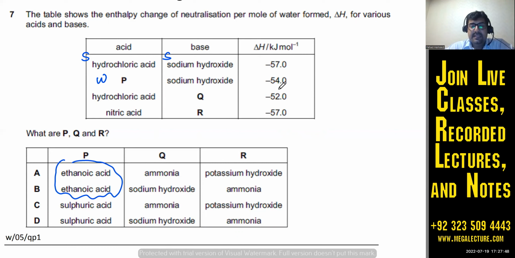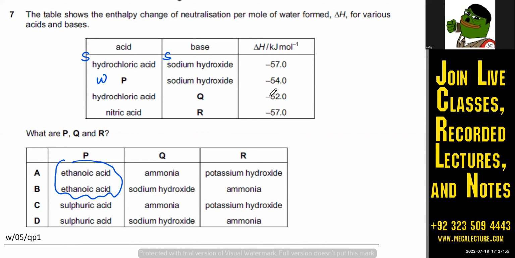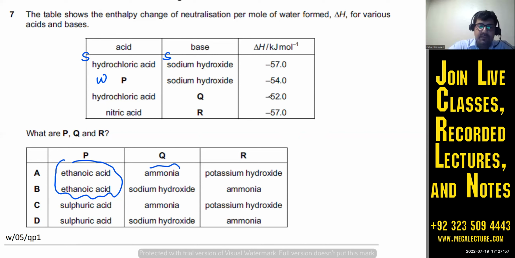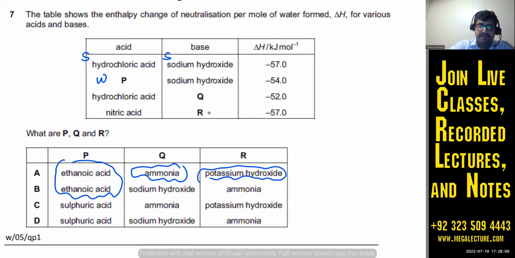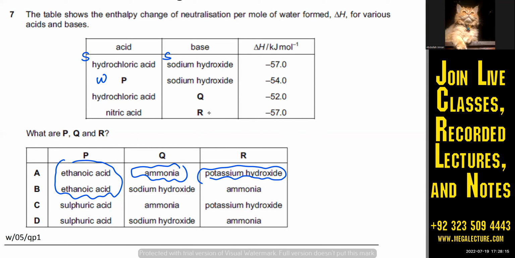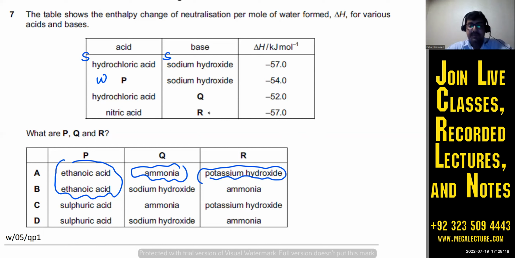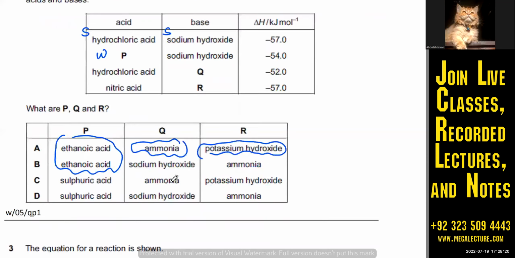Similarly, this one, is this going to be a weak base or a strong base? Weak base. You get minus 52, that's going to be a weak base, right? So ammonia is the weak base. Last one, minus 57, strong or weak? Strong. Okay, so that's potassium hydroxide. You can remember what comes in weak: you've got organic, carbon-based acids, and you're going to get nitrogen bases, like ammonia.